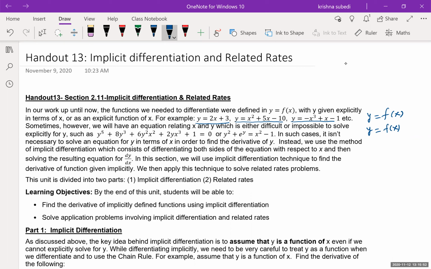So in such cases, it is not necessary to actually find the explicit equation, okay? Instead, what we do is use a method called implicit differentiation, which allows us to find the derivative of these kinds of functions.